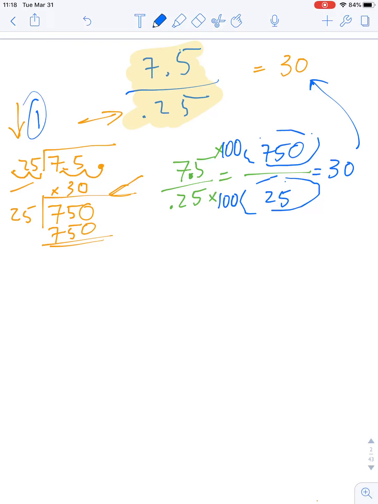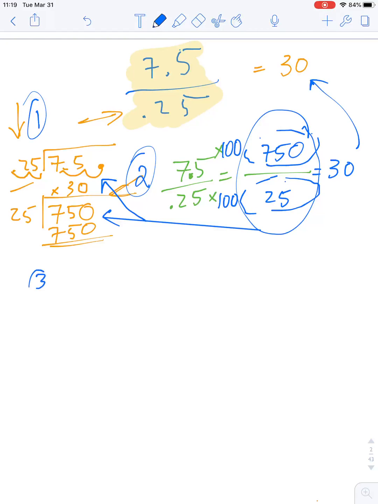Here's 1. This one was 2. Notice, doing it the second method actually explains why the first method works. Okay, 750 divided by 25. We basically multiplied top and bottom, both numbers, by 100.